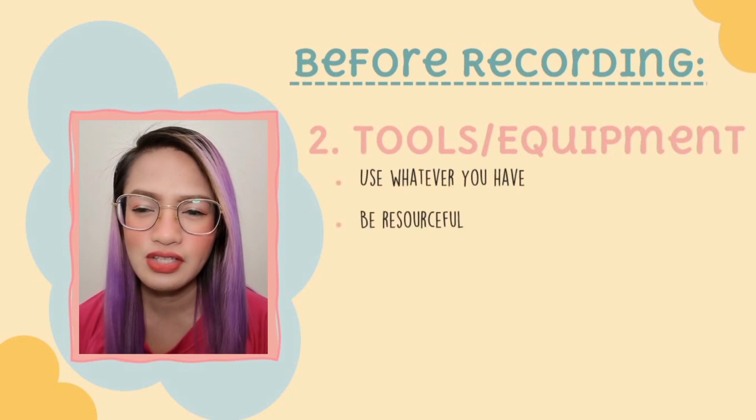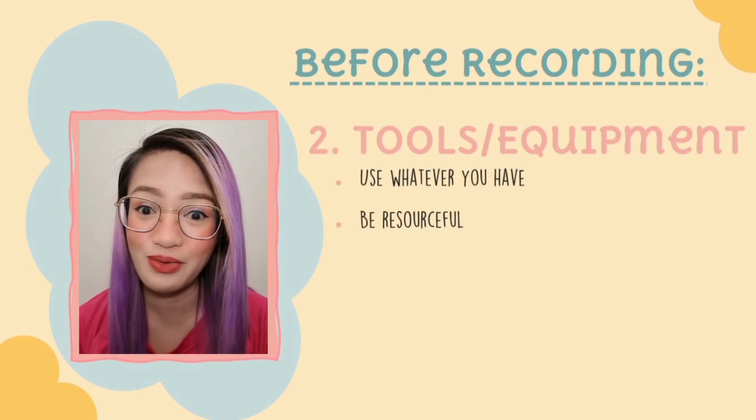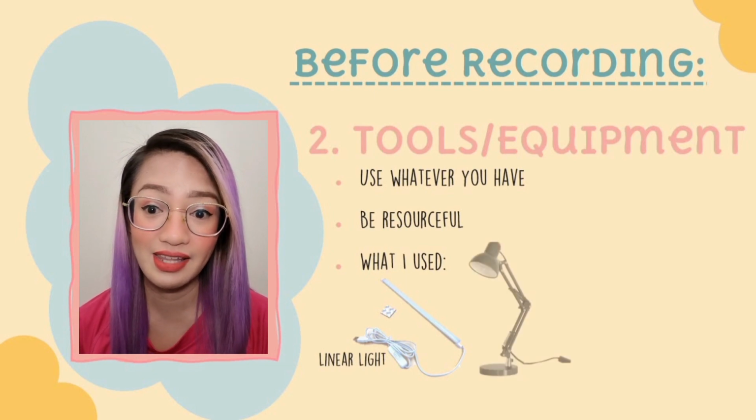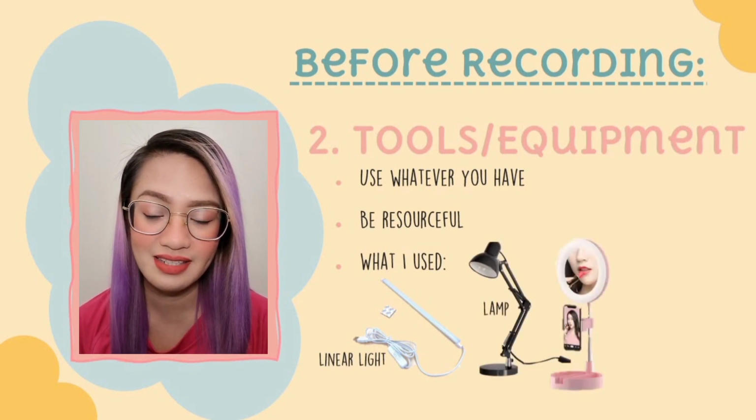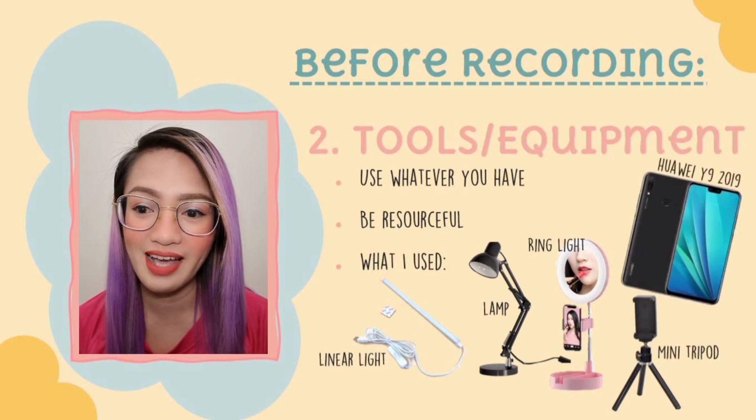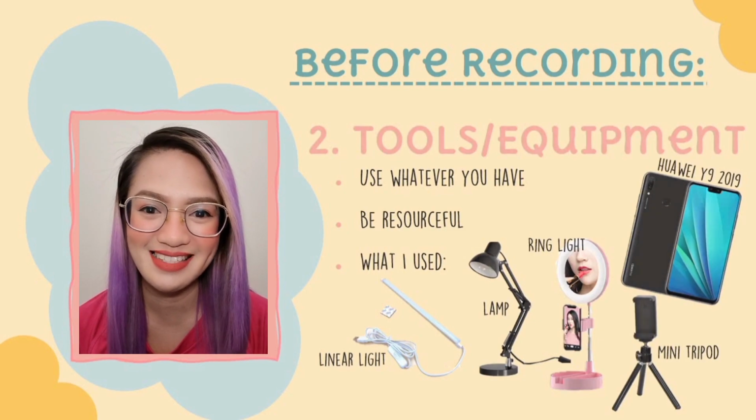Number two, tools and equipment I used. Be resourceful. Just use whatever you have and be creative. As for recording, I used these things. I have 3 lights: a linear light, a lamp, and a ring light. I also have a mini tripod for my phone while recording, and a mobile phone. I used Huawei Y9 2019.